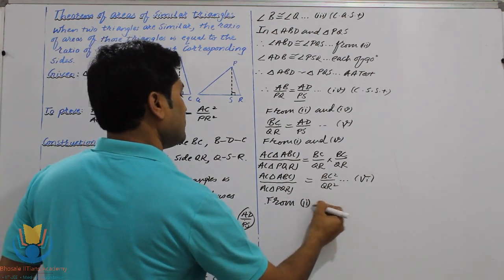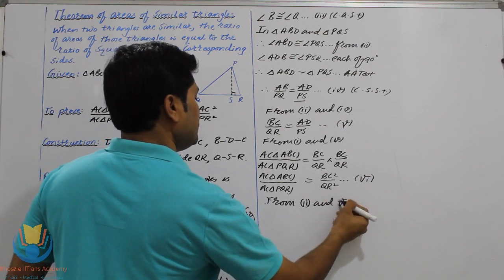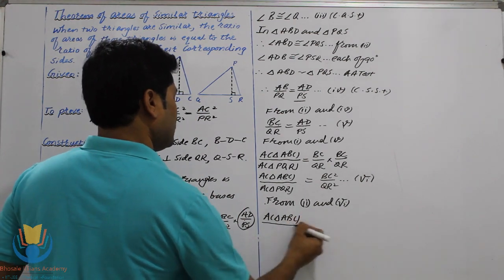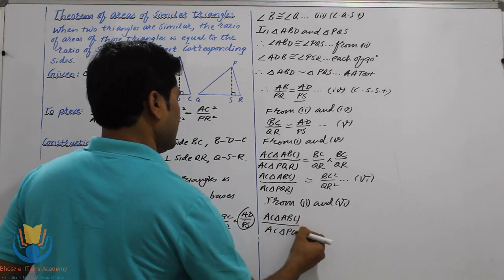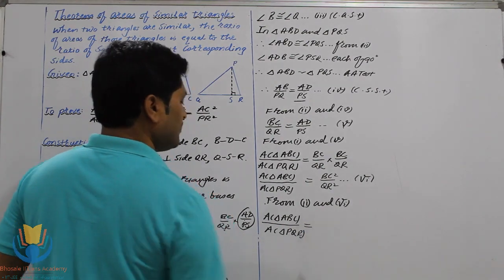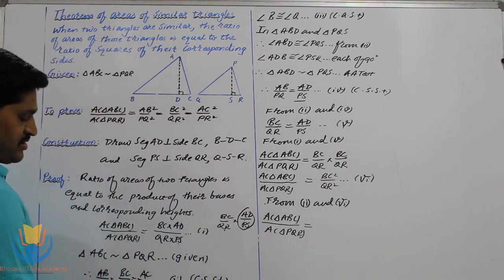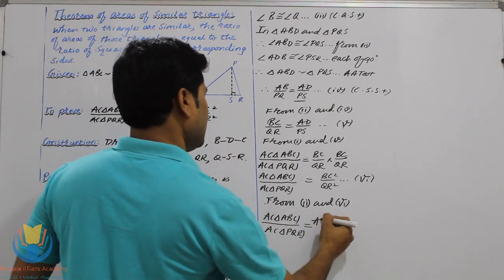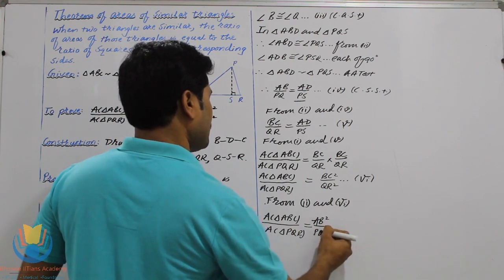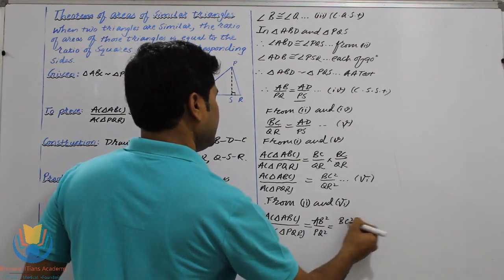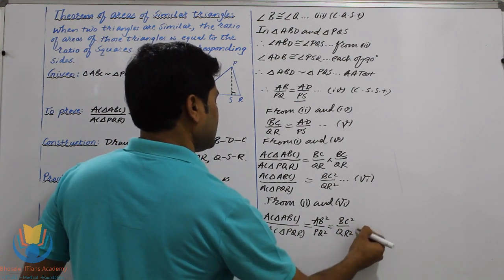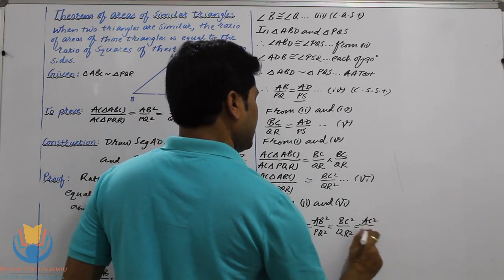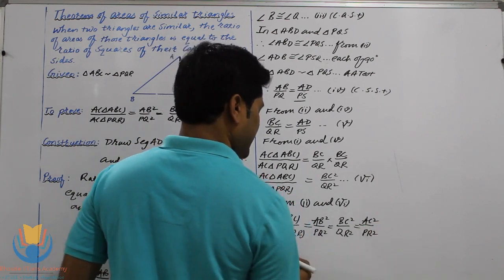So from equation number 2nd and equation number 6, this area of triangle ABC upon area of triangle PQR is nothing but AB square by PQ square is equal to BC square by QR square is equal to AC square by PR square. AB square by PQ square is equal to BC square by QR square, which is equal to AC square by this PR square. So hence it is proved.